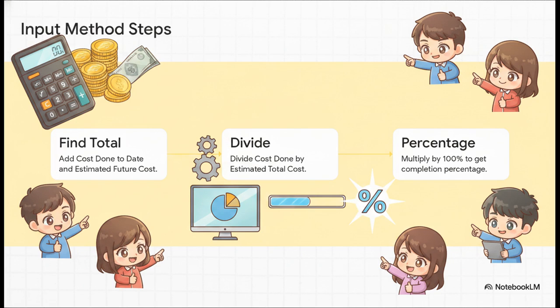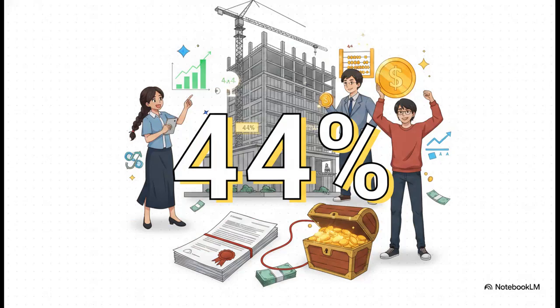Next, we just take our cost to date, that 2.5 million, and divide it by the total 5.7 million. Multiply the whole thing by 100, and boom, you've got your percentage. And that gives us exactly 44% complete.